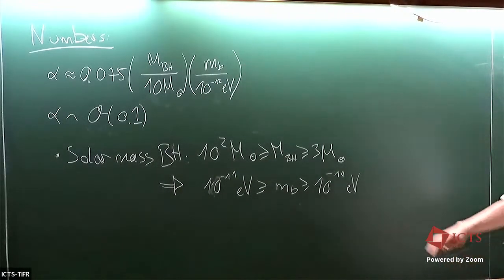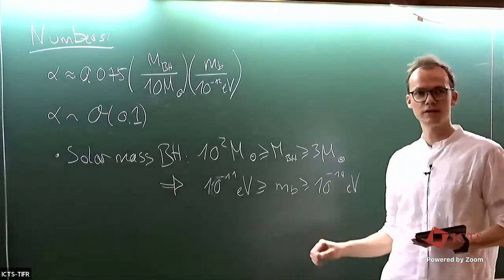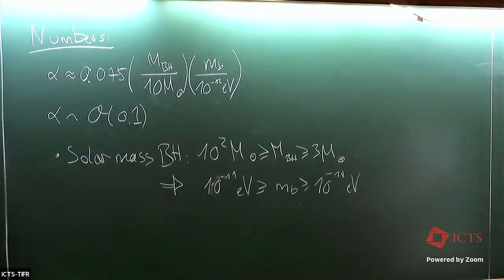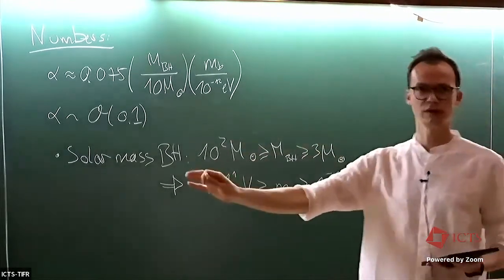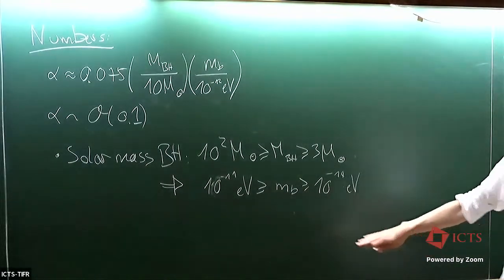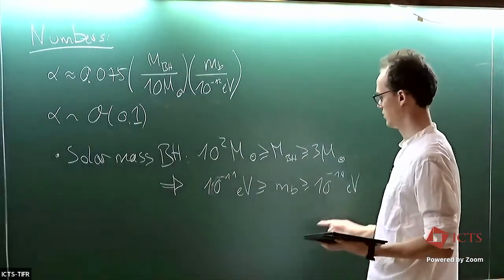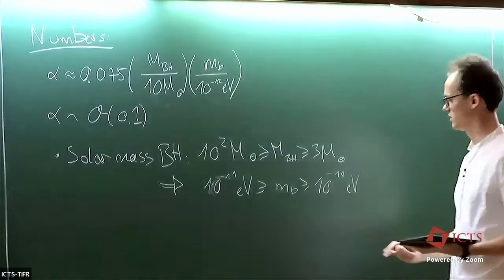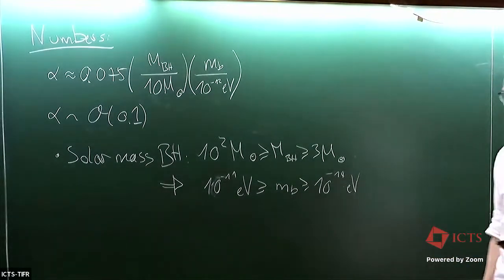So basically, around solar mass black holes, the superradiance process, so the production of the superradiance cloud as well as the subsequent gravitational wave emission, is most efficient if the boson mass is in this ultralight mass range, from 10 to the minus 11 to 10 to the minus 14 eV.